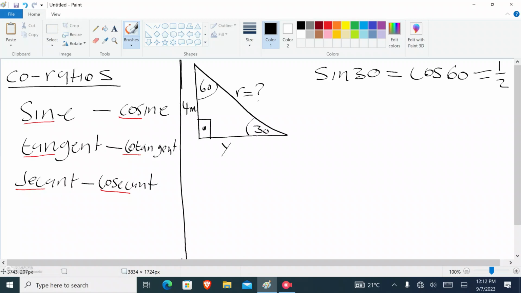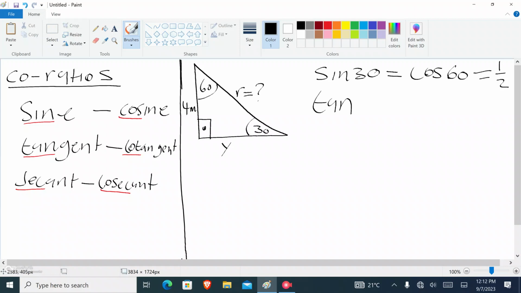This shows how the co-ratio works. So this is how you use the co-ratios. They are working hand in hand, by the way.